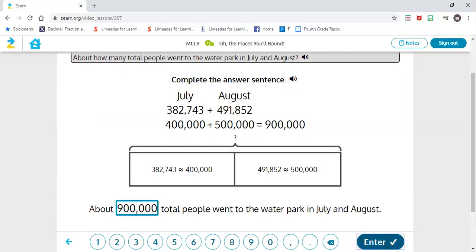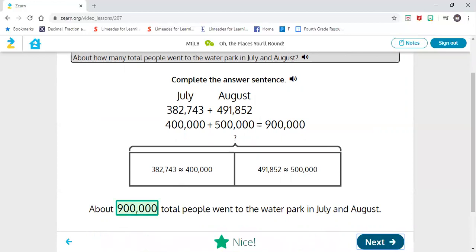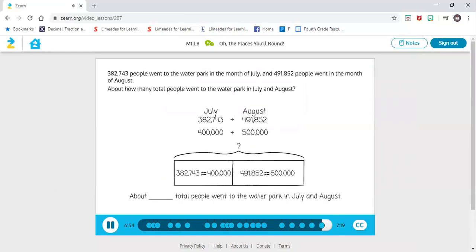It's so important that I understood what I was reading, my reading comprehension. Because if I didn't understand that I was trying to get the total number, and total is adding, I would not have gotten this answer correct. 400,000 plus 500,000 is 900,000. So about 900,000 total people went to the water park in July and August. We estimated the sum to the nearest 100,000.